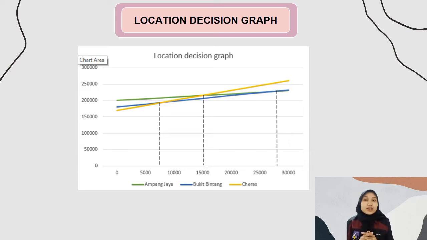And lastly, we can see that Ampang Jaya in the green line and Bukit Bintang in the blue line meet at the same point at total cost 226,667 and quantity 26,667. This is because they also have the same total cost and same quantity, so they meet at the same point.